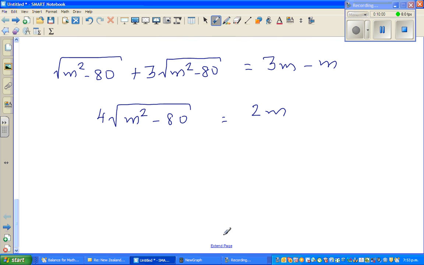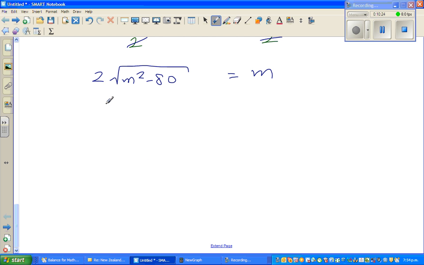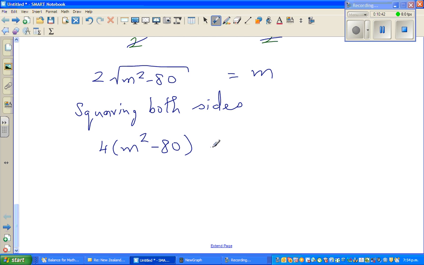I'm going to divide both sides by 2. If you divide this side by 2, you divide this side by 2. So 2 goes into 4 two times, and this 2 gets cancelled. So this is 2 times square root of M squared minus 80 is equal to M. Now you have to square both sides. Now this being an excellent question, you need to go through the process. So this is 4 times M squared minus 80 is equal to M squared.